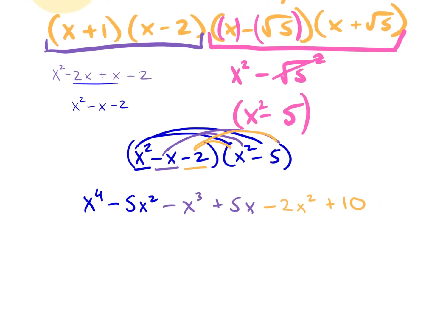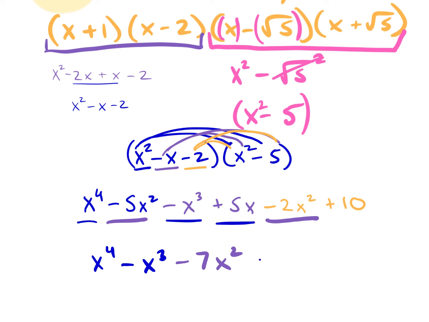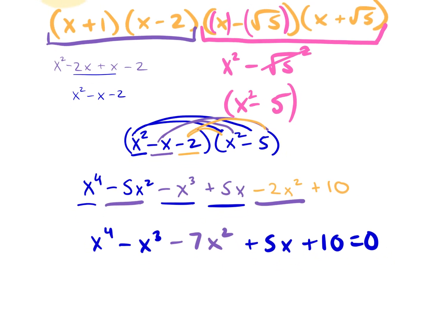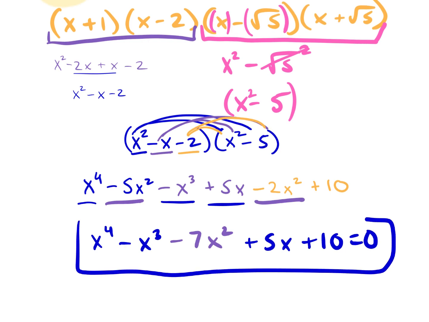And then lastly, combine your like terms. So x to the fourth power, then I have minus x cubed, and then negative 5x squared minus 2x squared would be negative 7x squared, then plus 5x plus 10. Oh, and it is either equal to 0 or equal to f of x. You have to set it equal to something.